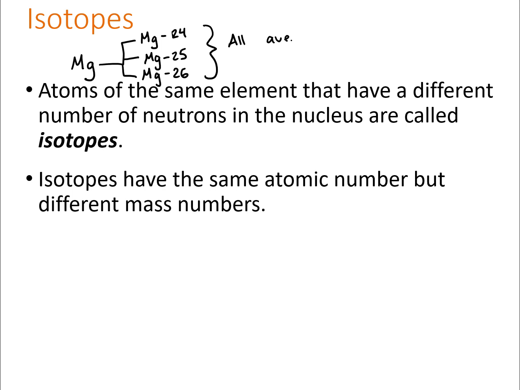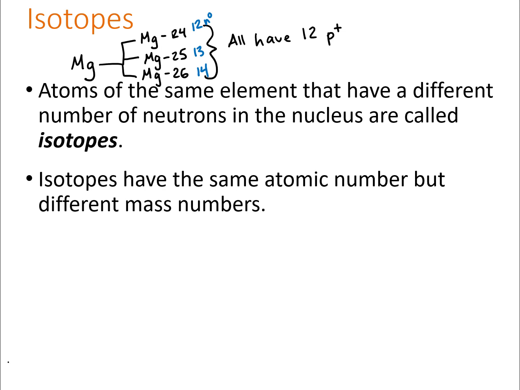They all have 12 protons, but the number of neutrons is different. We've got 12 neutrons for magnesium 24, 13 for magnesium 25, and 14 for magnesium 26. Same number of protons, different number of neutrons.